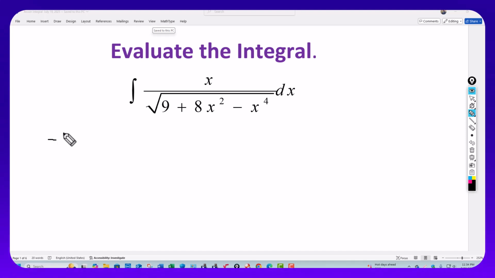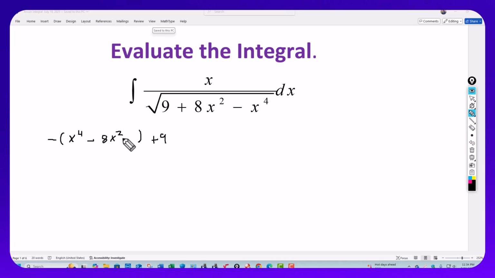Let's go back over here then, and this is what we're going to do. I want to factor out a minus from the last two terms here, 8x squared minus x to the fourth. So write this first, and then this will be a minus, x to the fourth minus 8x squared, and then the plus 9 will be over here.